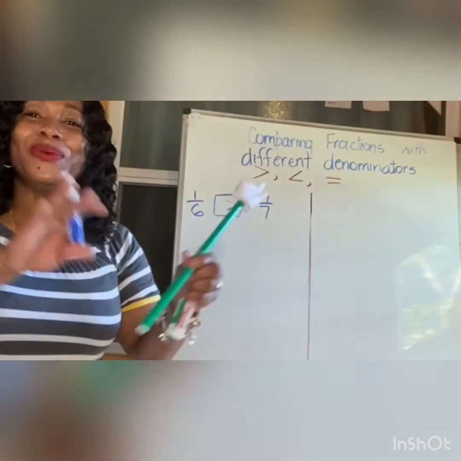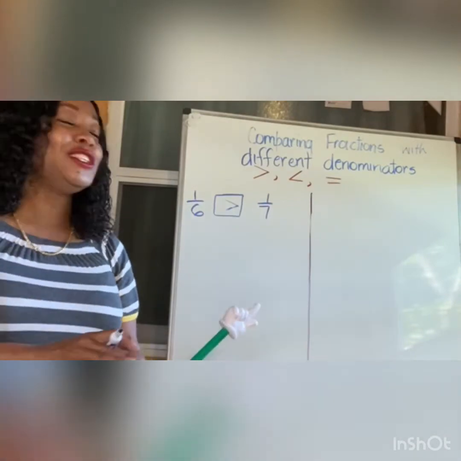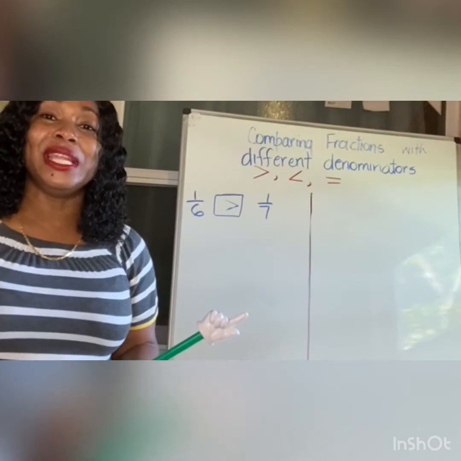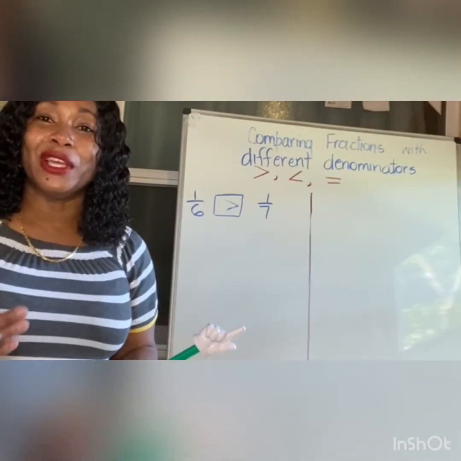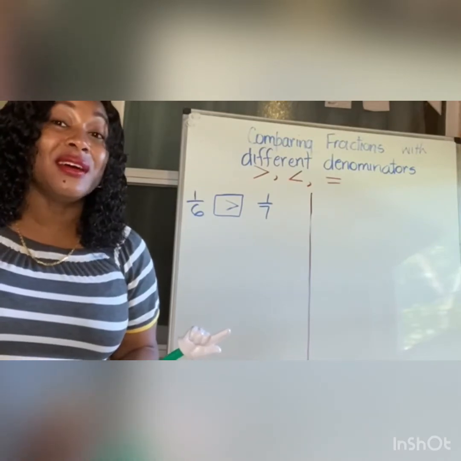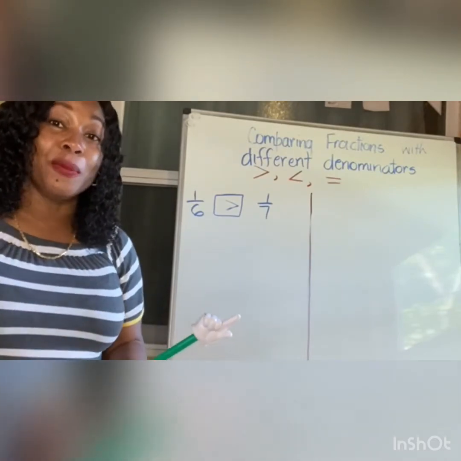So you don't need to do any cross multiplying. You don't need to make the denominators the same. Just look at your denominators and see which one is bigger, which one is smaller, and think about a cake or a pizza and see which one would have smaller or bigger slices.